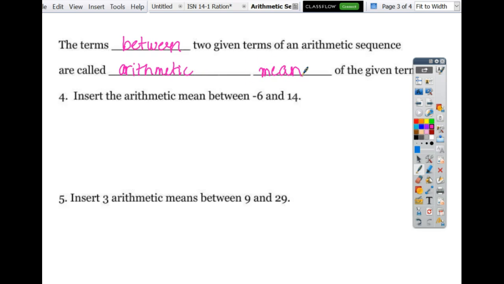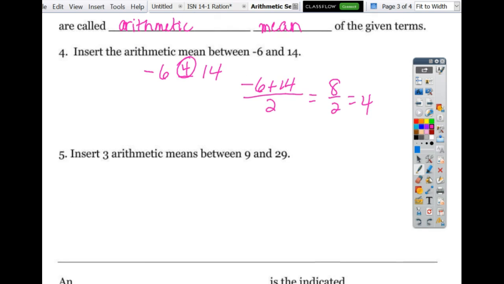Okay, so if I want to find a mean, what's another word for mean? Average. So if I'm going to find the average here, it's a space. So it gives me the average is 4 between the two. But on the next one, what I want to do is I want to insert 3.